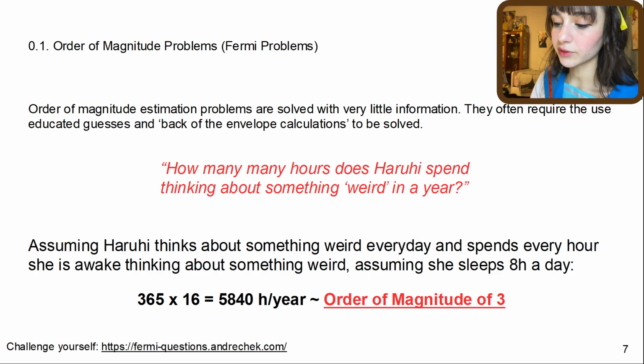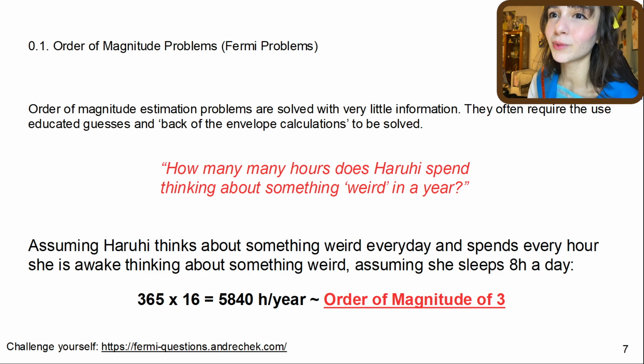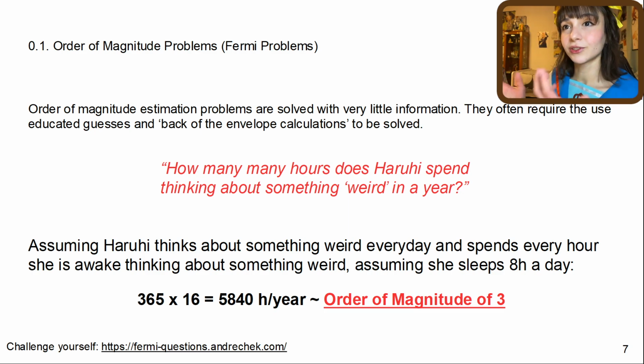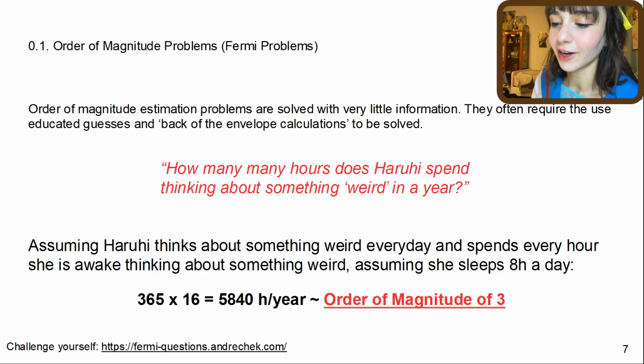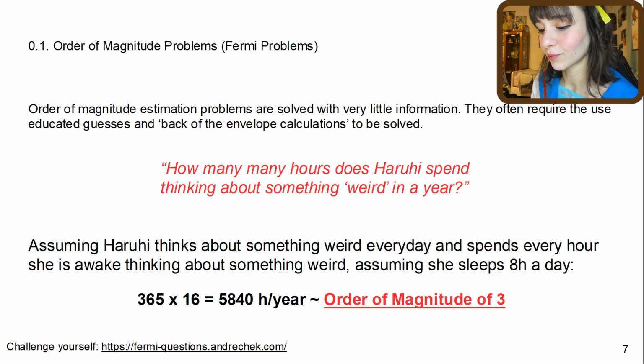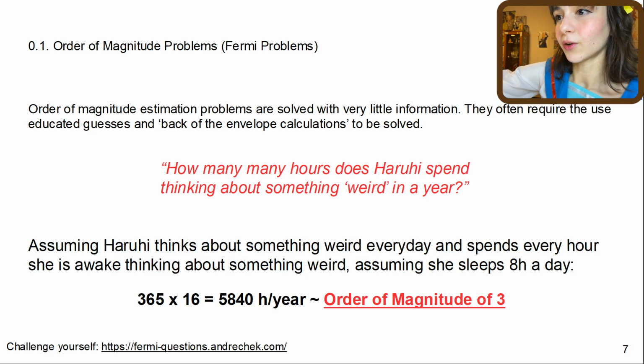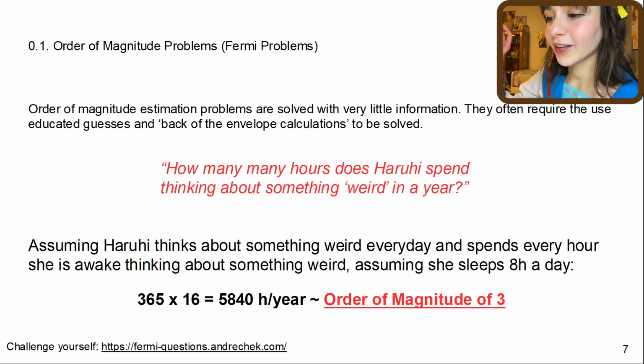And exactly, what if she thinks about something weird while she's dreaming? That's kind of the beauty of Fermi problems. We don't care, because even if you put 24 hours a day, it's still somewhere in the order of magnitude of 3. It really has to do with the assumptions that you're making, where you justify the order of magnitude that you pick. So they're called guesstimation problems, where you compare orders of magnitude of things.